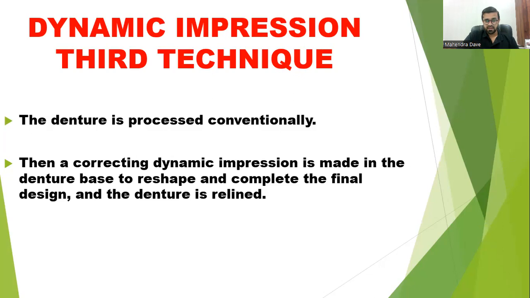Dynamic impression, third technique. The denture is processed conventionally, then a correcting dynamic impression is made in the denture base to reshape and complete the final design, and the denture is relined. The whole of the intaglio surface of the denture is replaced by a new denture base material, which is known as the relining of dentures.